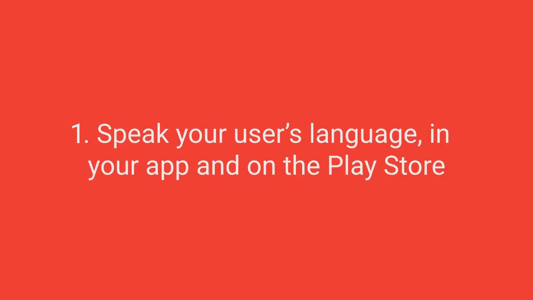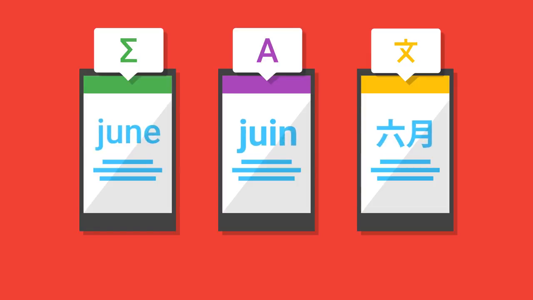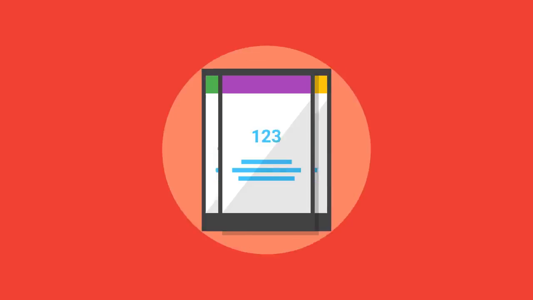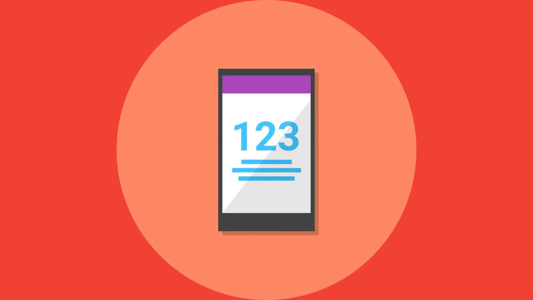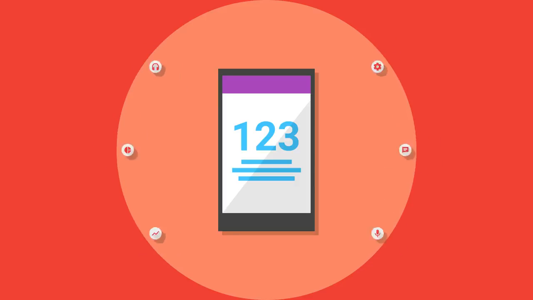Speak your user's language in your app and on the Play Store. Make sure your users understand your content by localizing your app. First, dates and times should be internationalized and displayed according to their phone settings. For many markets, numeracy is higher than literacy. Use fewer words and provide graphical cues with audio and voice support.